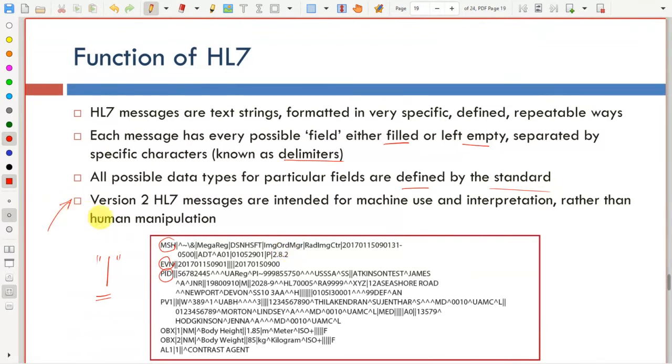For version 2 of HL7, the messages are intended for machine use and interpretation. It's not meant for you to read it and know exactly what it means. If you want to do that, it's going to be really hard. It means that if a human wants to get the information, he probably can, but it will take him much longer than a machine.